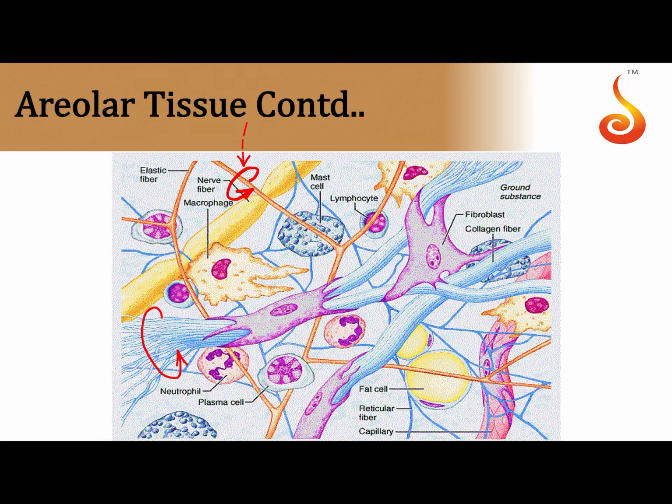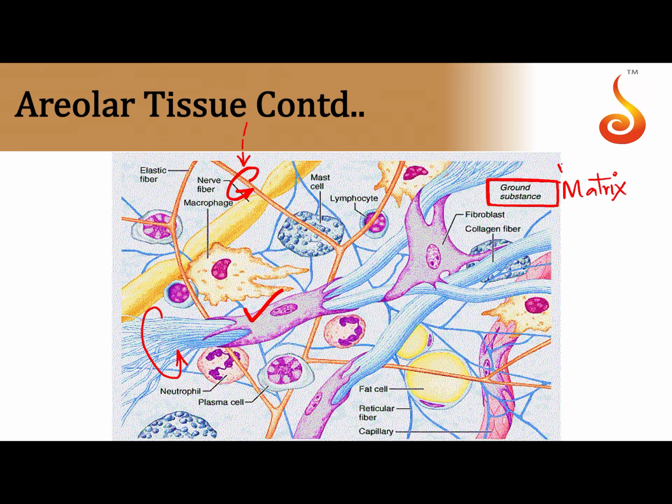So basically, areolar connective tissue, along with fibers, as you can see, has a lot of cells. The most important cell is the one that actually secretes the fibers. It is referred to as the fibroblast. Not only does it secrete the fiber, it also secretes a substance which accumulates between the fibers and the cells, and this substance is referred to as the ground substance. The ground substance is also referred to as the matrix.